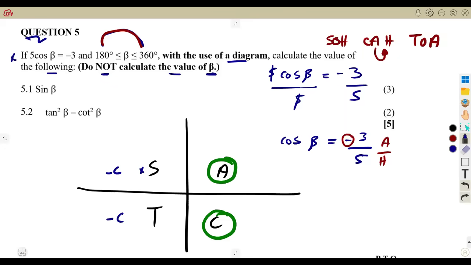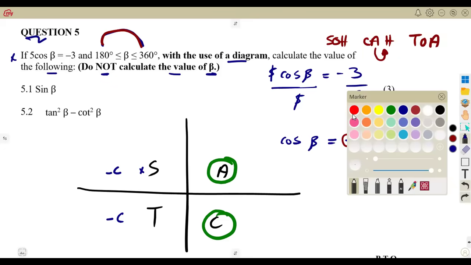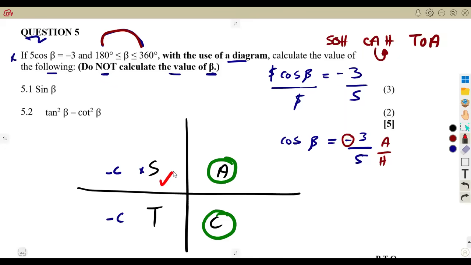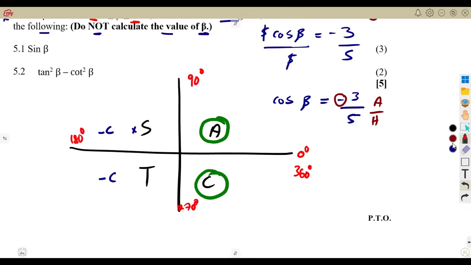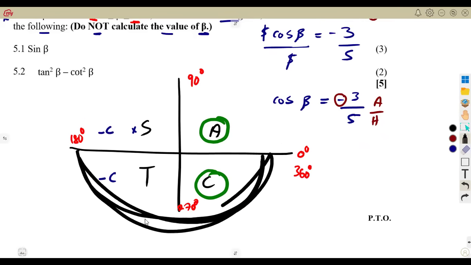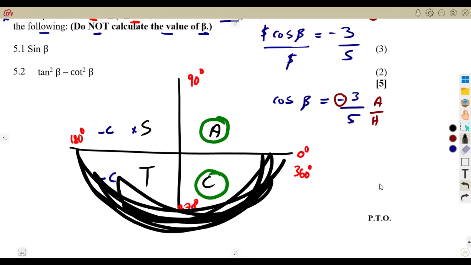So the best answer we're going to have, where cos is negative, was supposed to be this region or this region. But take note, they gave us an interval between 180 and 360. Remember, these are your angles: 0 degrees, 90 degrees, 180 degrees, 270 degrees, back to 360 degrees. So they are saying your diagram must be between 180 and 360. So between 180 and 360, where are we going to have our answer?